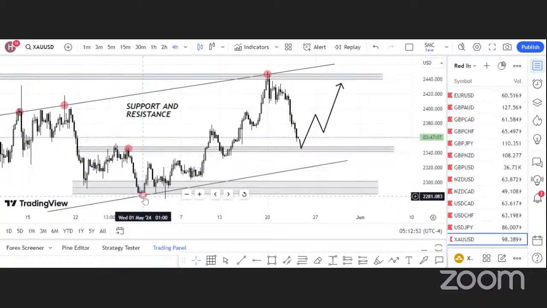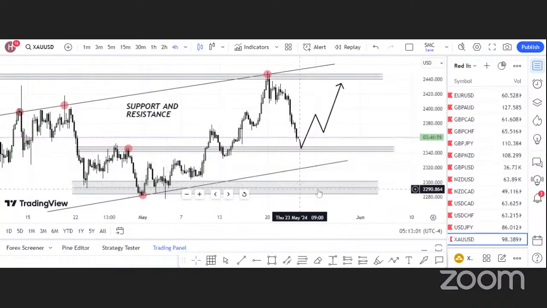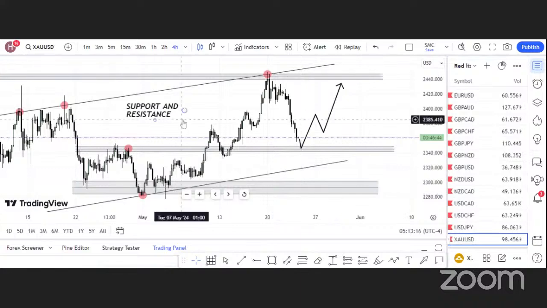Okay, so it came back for the second time, and what happened again? The market bought for the second time. Okay, and even the third time. So we have a support zone here, which means that every time the market comes back to this level, the market is going to buy. All right, that's just a simple explanation. It means the market will always buy from this level, right?